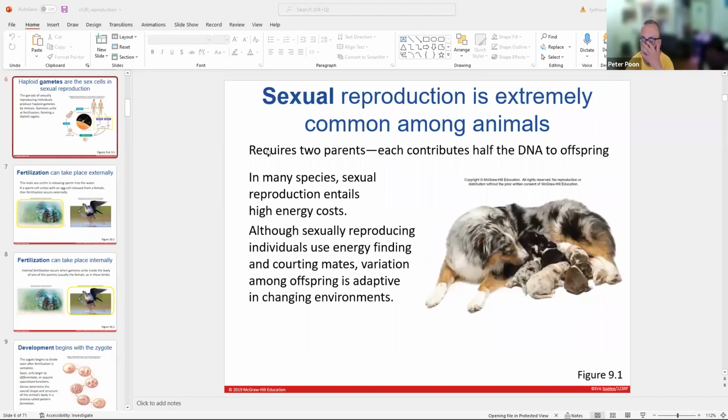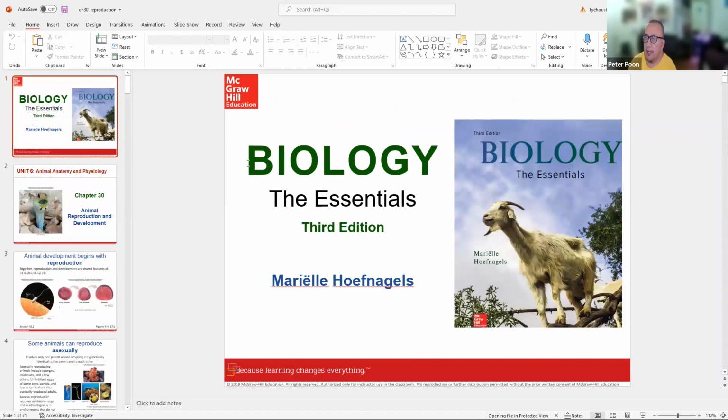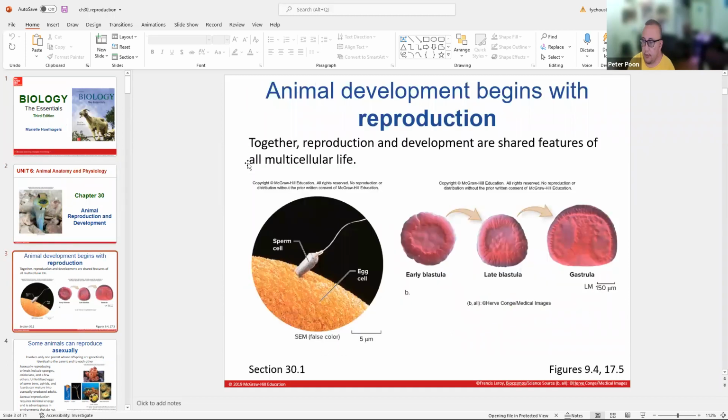All right, last chapter. So animal development begins with reproduction. When we're talking about multicellular life, not every cell usually reproduces. Usually, only certain cells reproduce, like the sperm and egg.